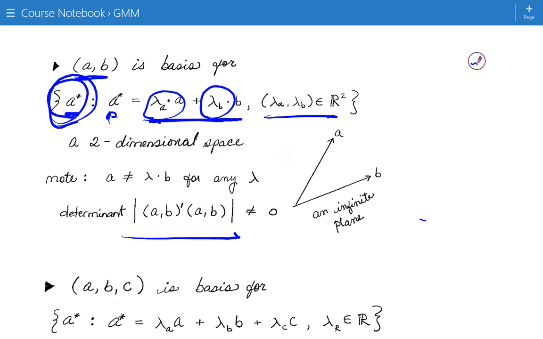For that to be the case, the determinant of A B, think of it as a matrix, the vector A as a column here, and the vector B as a column, take that, transpose times it again, the determinant of that should not be equal to 0.